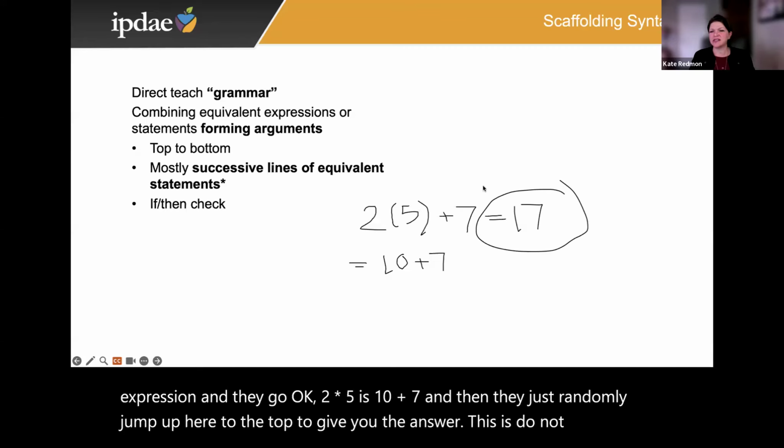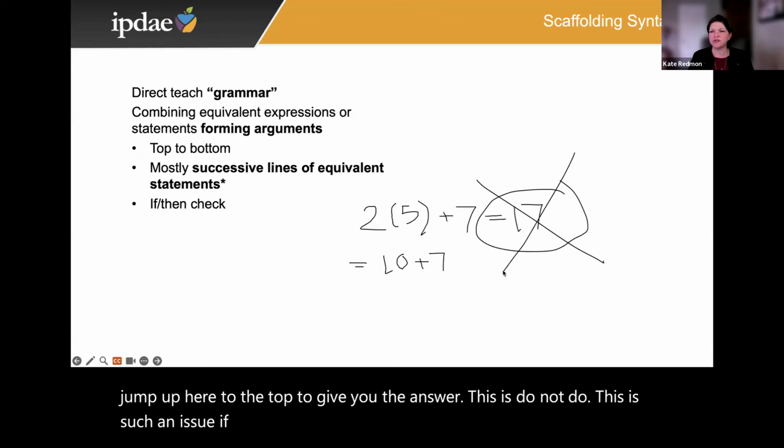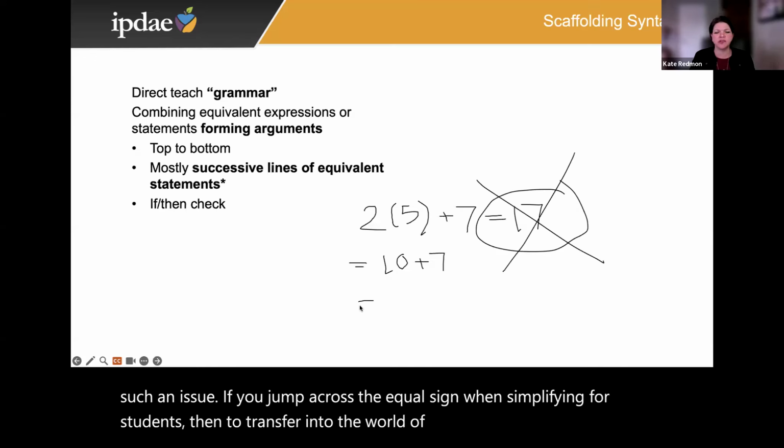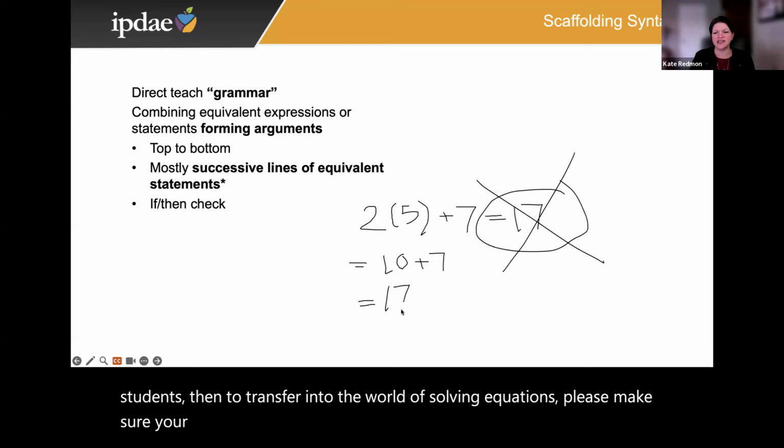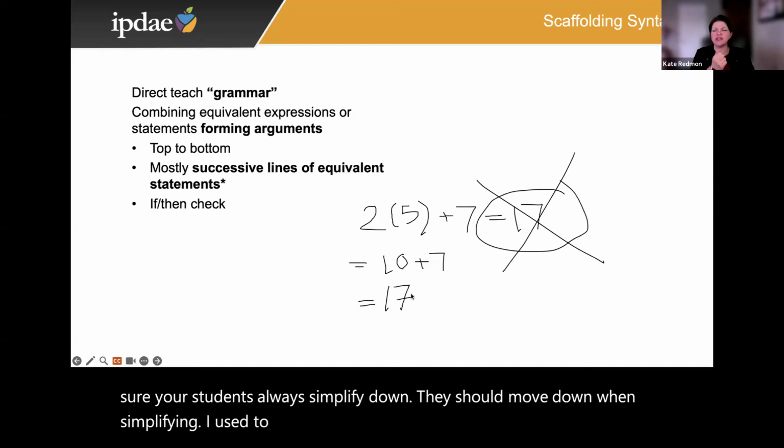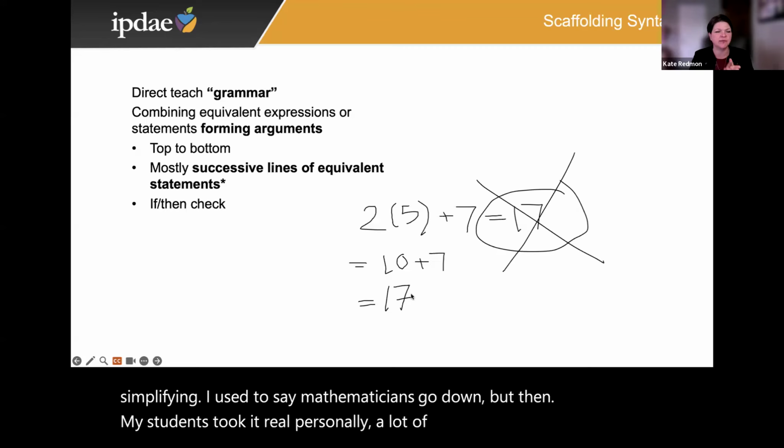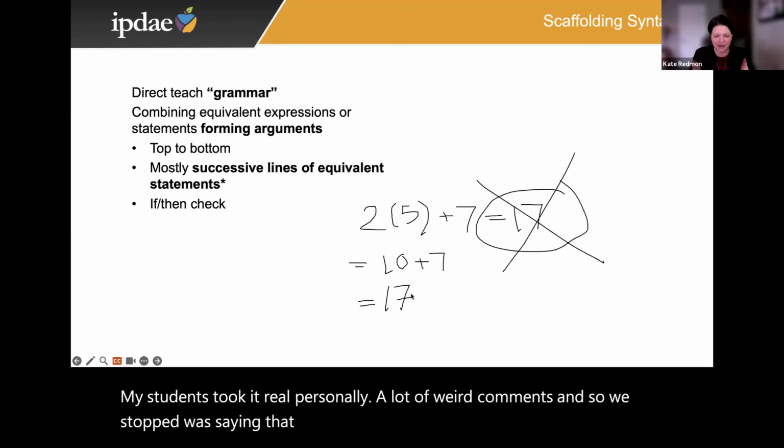Do not do this. This is such an issue if you jump across the equal sign when simplifying, for students then to transfer into the world of solving equations. Please make sure your students always simplify down. They should move down when simplifying. I used to say mathematicians go down, but then my students took it real personally, a lot of weird comments. And so we stopped saying that. But yes, they need to simplify down so they can understand the difference.